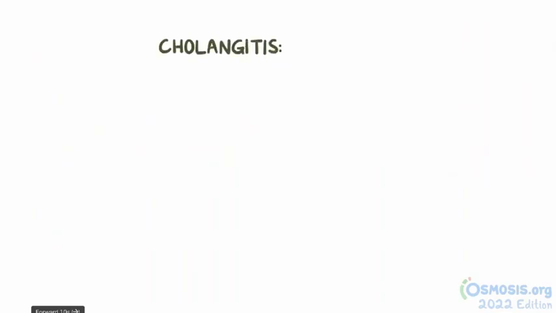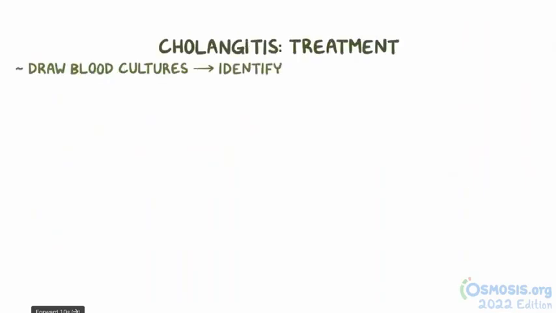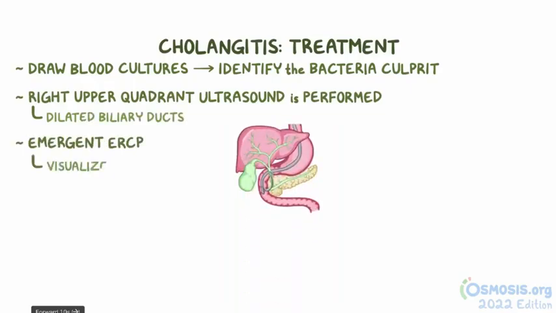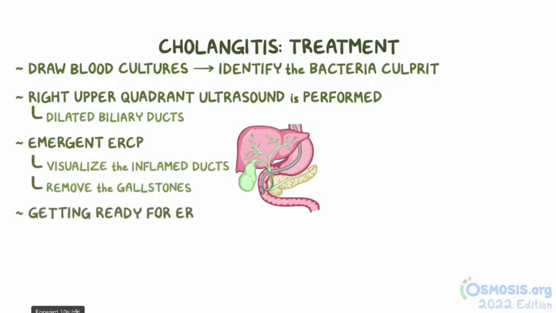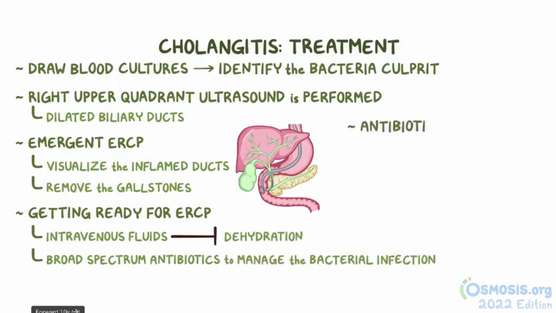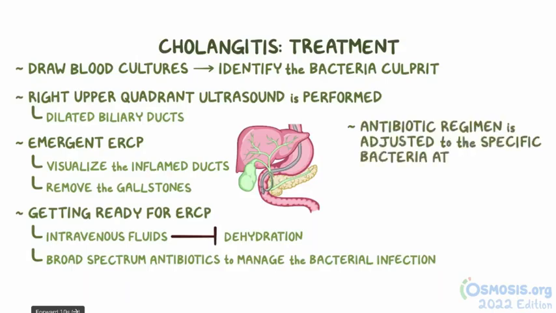If cholangitis is suspected, the first step is to draw blood cultures to identify the bacterial culprit. Then, an upper right quadrant ultrasound is performed, which shows dilated biliary ducts. Then, the individual undergoes emergent ERCP, which can visualize the inflamed ducts, as well as remove the gallstones. While the individual is getting ready for ERCP, intravenous fluids and broad-spectrum antibiotics are administered to prevent dehydration and manage the bacterial infection. After results from the blood culture come back, the antibiotic regimen is adjusted according to the specific bacteria at fault. Finally, cholecystectomy is also indicated in acute cholangitis after the gallstone has been removed.